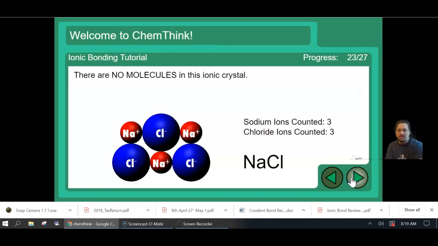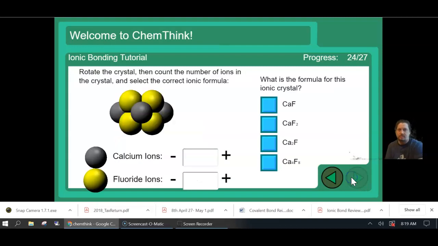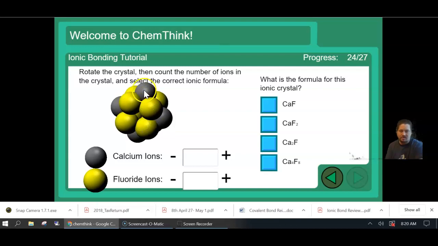No molecules in this ionic crystal. An ionic compound tells us the ratio, not the total number of them in it. So the salt you have at home, NaCl is the ratio of sodium to chloride, not how many atoms are actually there. We're going to rotate this crystal. A little more practice. See, there's 4 yellow in front, 3 in the back, and then if we flip it over, there's another gray there, and 4 more yellow.